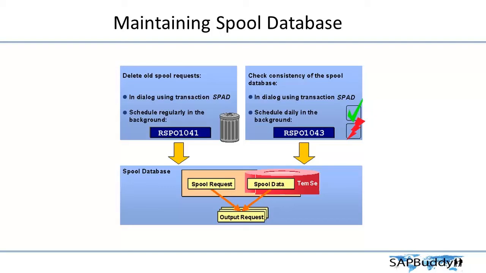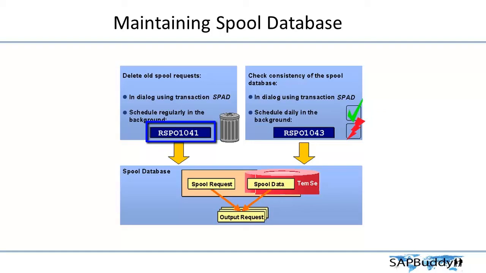First, let's see how we can delete the old spool requests. It is mandatory that you delete the old spool requests on a periodic basis. Otherwise, you keep piling up all the spool requests, either in the database or at the operating system level based on the configuration you are using, which we have seen in the initial stage. The database size is going to increase day by day, which is going to be a bigger problem at a later stage.